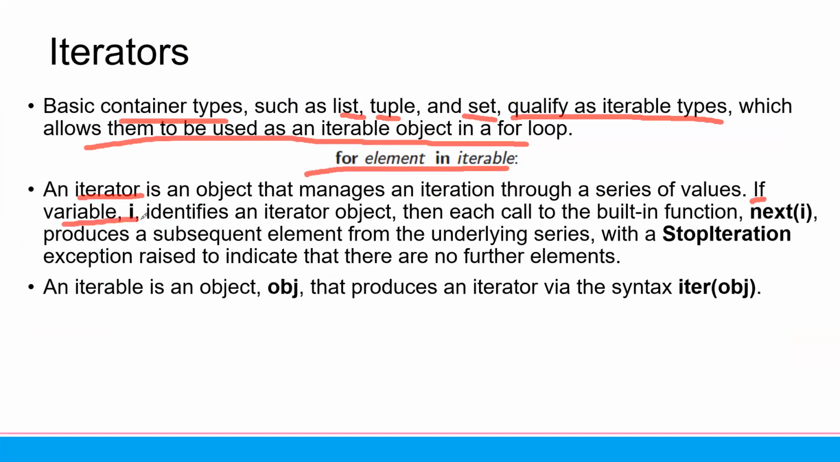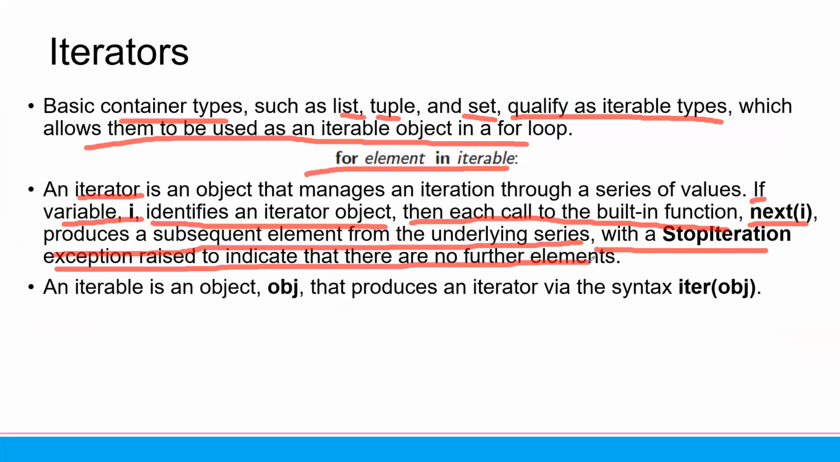For example, if a variable i identifies an iterator object, then it calls the built-in function next(i). It produces a subsequent element from the underlying series, with a StopIteration exception raised to indicate that there are no further elements. So maybe I can show you with examples.